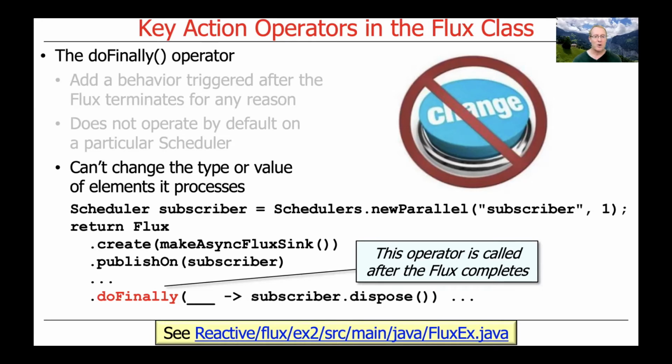What this snippet of code is showing is how we're creating a new scheduler called a subscriber, which is a single thread we're going to be using to do subscription processing. And then we create a flux stream using the Flux.create factory method, which calls makeAsyncFluxStream, which will run processing in a background thread, which is publishing data. And that data that's being published will come into this flux stream where it will be published on the subscriber thread. And the doFinally operator that's called here at the bottom is going to be invoked after the flux completes.